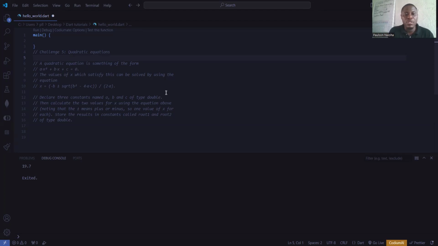So, declare 3 constants, name them A, B, C of type double. Then, calculate the 2 values of s using the equation above, noting that the plus minus means plus or minus, so 1 value for s for each. Now, store the result in constants called root 1 and root 2. Now, we are going to be solving a quadratic equation like in secondary school, all right? X is going to have 2 values, root 1 and root 2, okay?